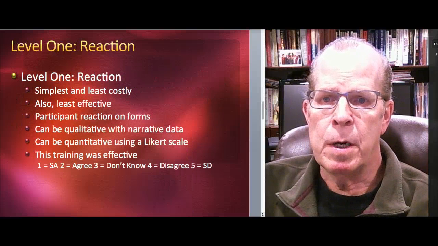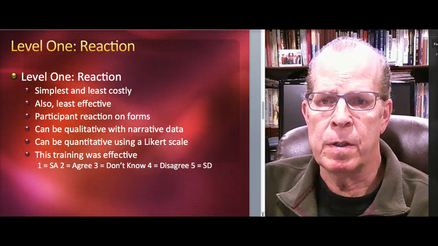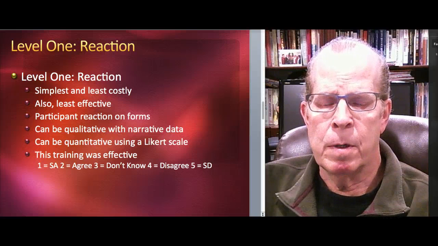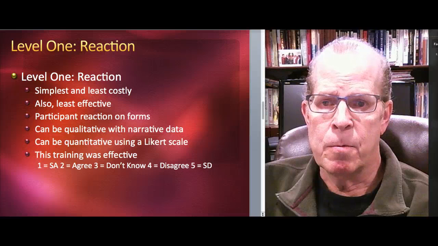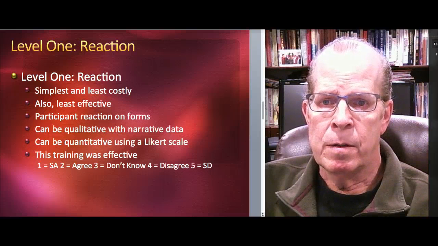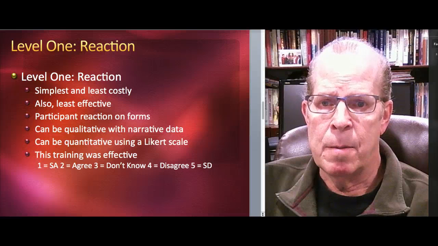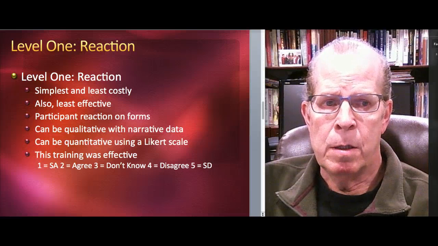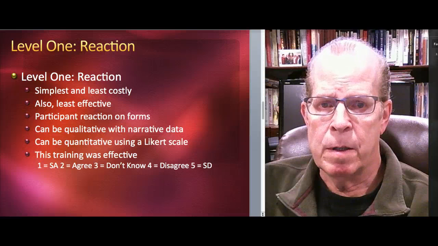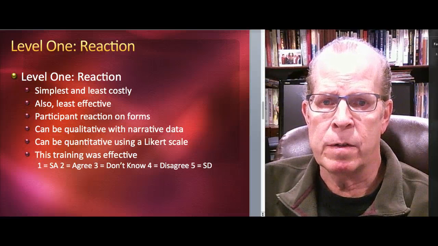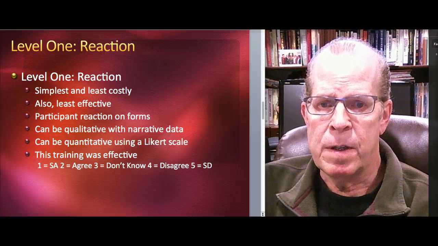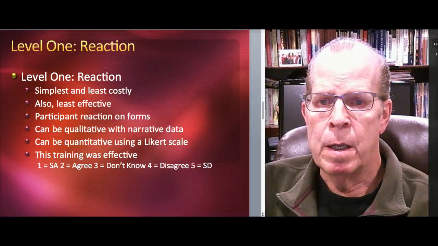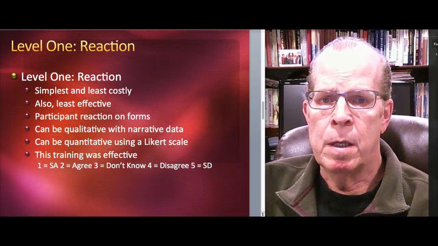level 1 is called reaction. It's the simplest to do, it's the least costly. It's the typical evaluation form that's handed out at the end of the training. It's also, I might say, the least effective of the 4 levels. It's a participant reaction. It can be qualitative, where you simply ask participants what they think, and they literally write out sentences, and then in interpretation, themes are gathered and reported out. It can also be quantitative and use a Likert scale.